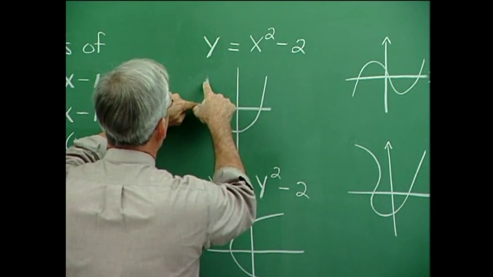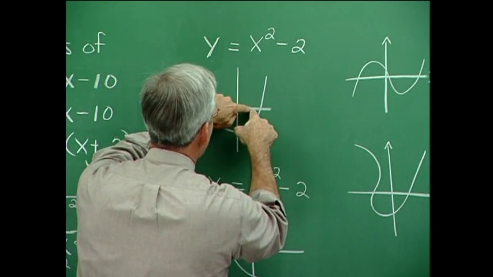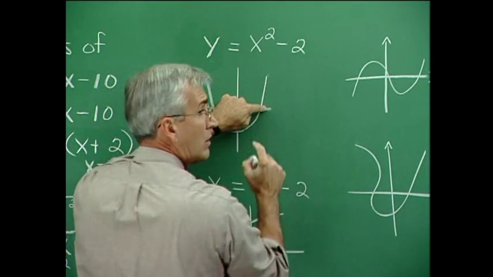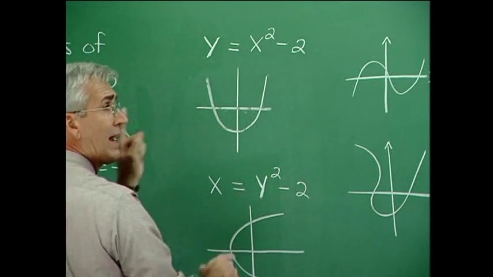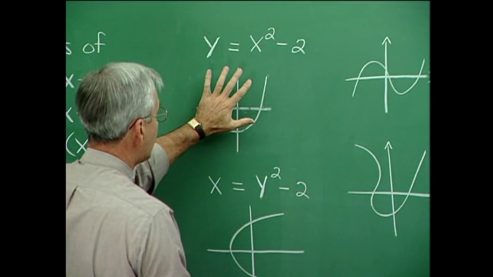For this x, one y partner. For that x, one y partner. For every x in the domain, we have exactly one y. It meets the definition of function. So here we have the graph of a function.